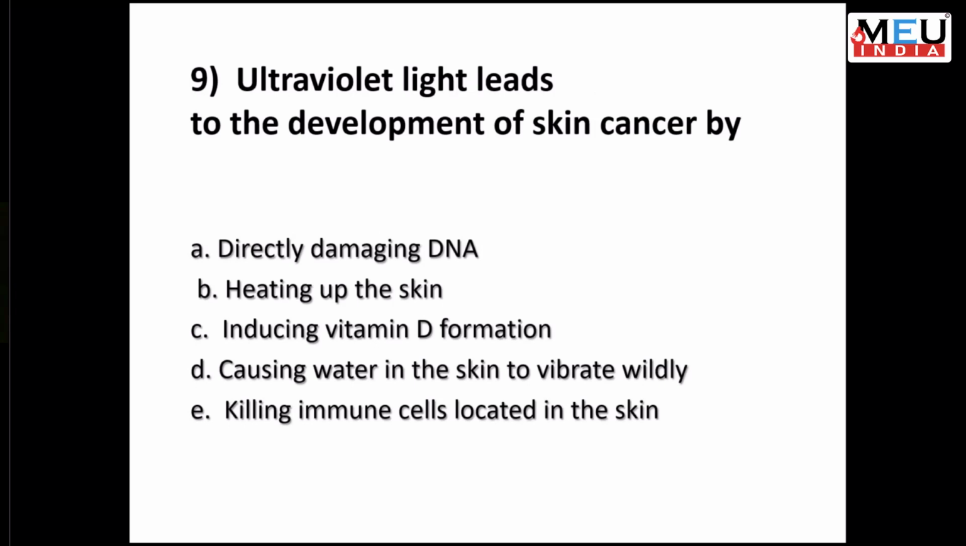Ultraviolet light leads to development of skin cancer by directly damaging the DNA, heating up the skin, inducing vitamin D formation, causing water in the skin to vibrate widely, killing the immune cells located on the skin. So the answer will be directly damaging the DNA. So we can discuss here xeroderma pigmentosum, the DNA repairing enzymes, all those things, based on this question.